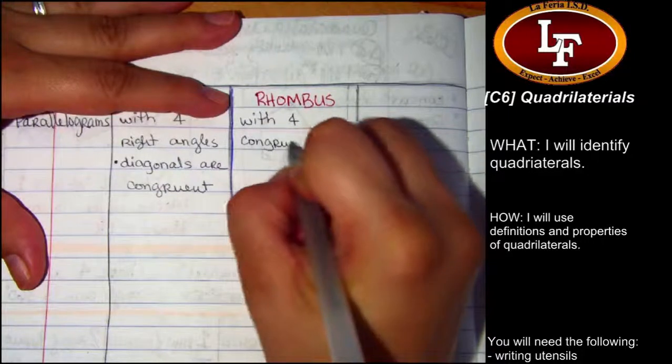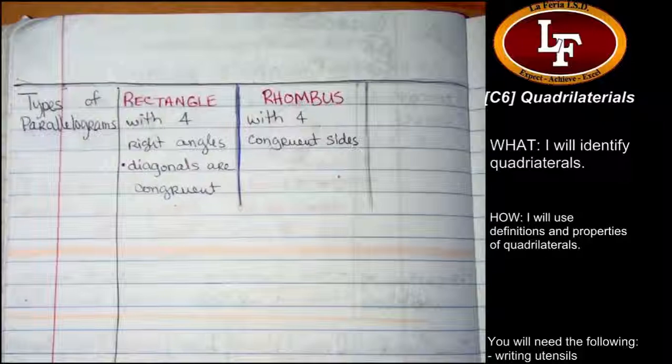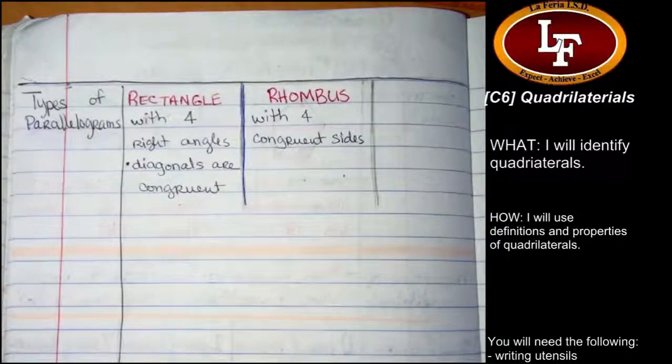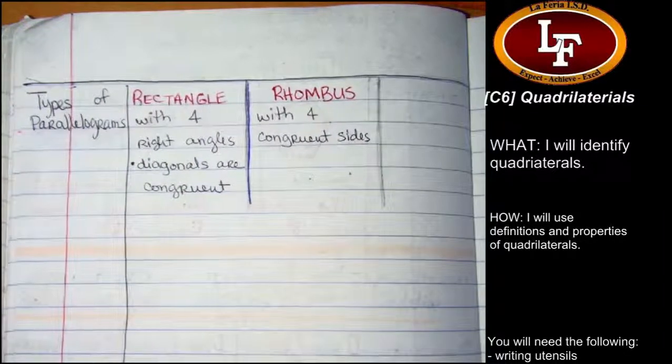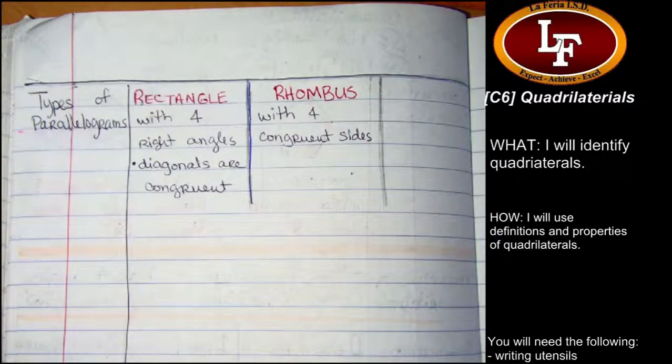Well, the opposite sides are parallel to each other. But the reason this thing looks slanted is because we don't know anything about the angle measures. Oh, so it's 2 sets of congruent angle measures. That's why it looks kind of weird.